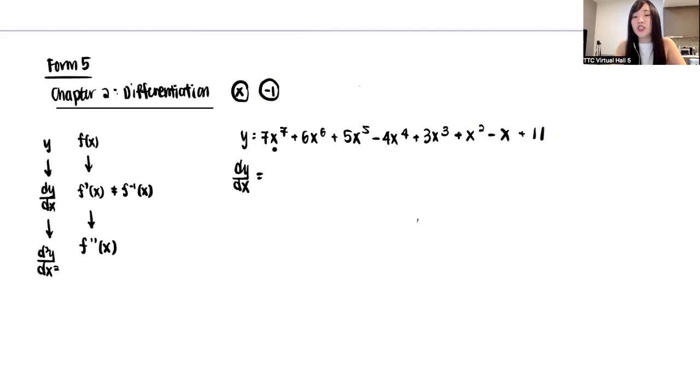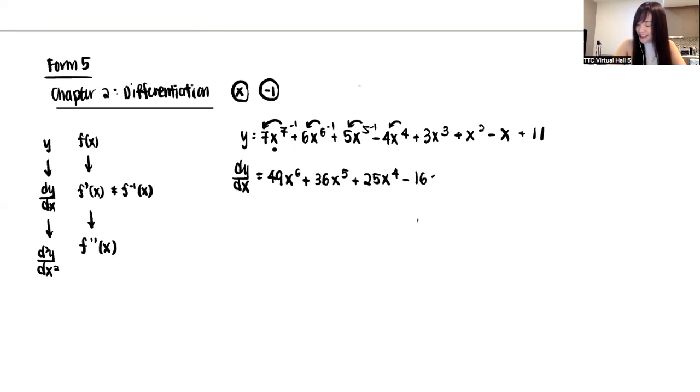When you differentiate it, you will times the power and then minus 1. Let's do it. 7 times 7, 49. Power minus 1, power 6. Next, 6 times 6, 36. Power minus 1, 5. 5 times 5, 25. Power minus 1, 4. Thank you, Jovi. 4 times 4, 16. Power minus 1, 3. 3 times 3, 9. Power minus 1, 2.